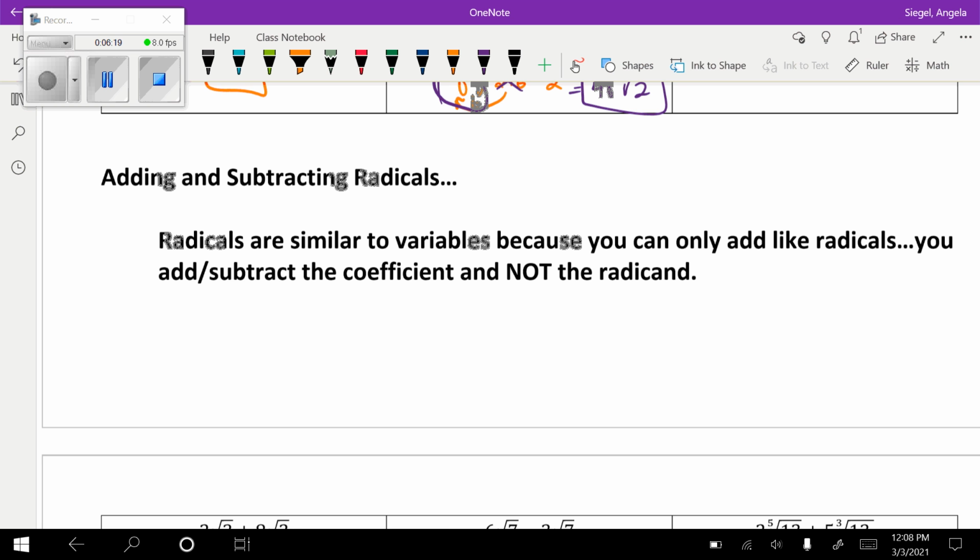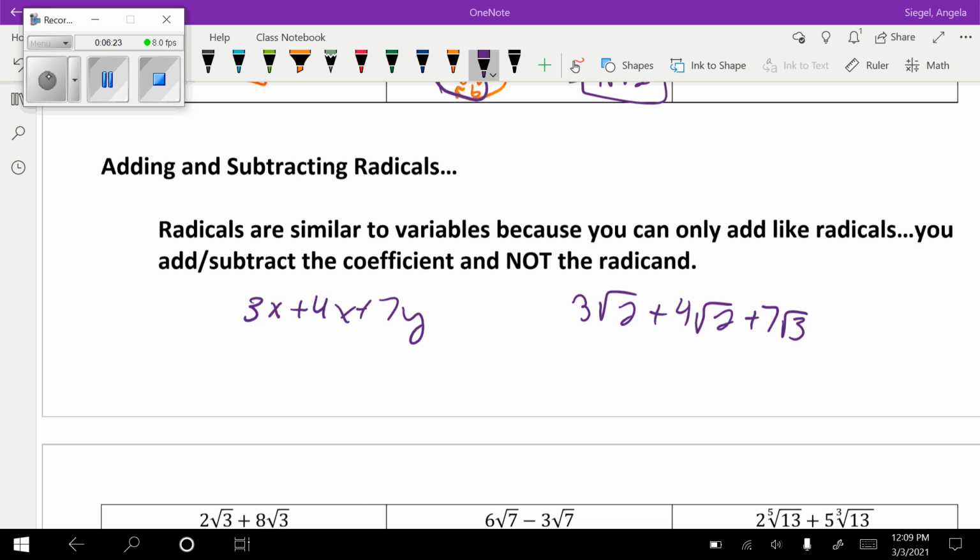So adding and subtracting radicals. We are going to look at this as like combining like terms. So like if we have, this is what we're used to. If we have something like this, we know that we really can't do anything with that 7y. So we're just going to say 7x plus 7y, and we're done.